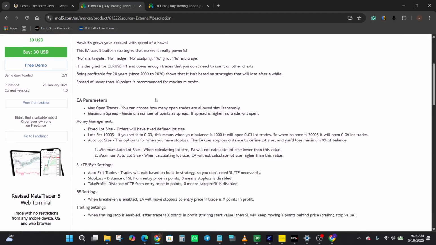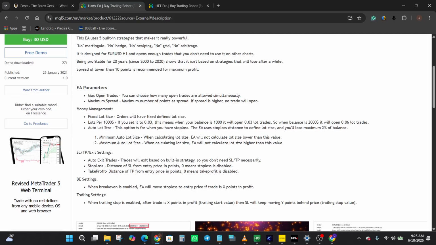Now, as I continue through the page, the EA specifically is designed for EURUSD on the H1 time frame. It is intended to operate mainly on one chart rather than multiple setups, meaning it is structured for focused execution on a single instrument. The developer also mentions long-term historical performance from 2000 to 2020, presenting it as a system that has remained stable over a long testing period. While I'm just reading what is provided here, that is the context given in the listing.